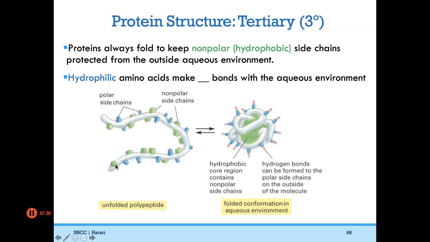So here is an unfolded polypeptide where all the green amino acid side chains are nonpolar, and all of the blue amino acid side chains are polar. If this protein were to fold in an aqueous environment, all of the green nonpolar side chains would be buried in this core. So there's like this hydrophobic core of this protein. Whereas all of the polar side chains would be oriented on the outside so they can make hydrogen bonds with the water molecules. So those are those dashed red lines. These hydrophilic polar amino acid side chains can interact with the aqueous environment when properly folded.